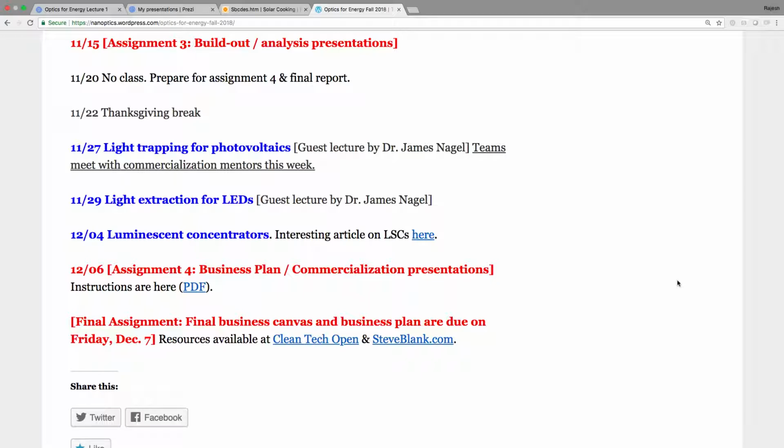It's the same. Okay? Now, one thing I should mention is that I have a couple of links here, and I'll talk more about it. Something called the Clean Tech Open. This is an organization, a national organization, which organizes business plan competitions based purely on clean tech or energy technologies. So they have some guidelines on how to do business plans. And I would highly encourage some of you, if you are excited about it enough, to submit to it.